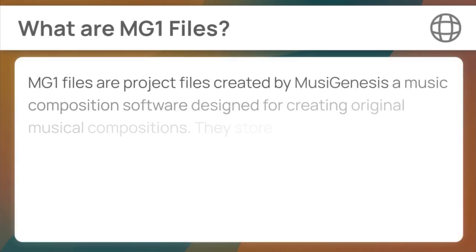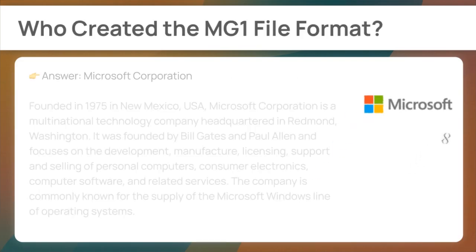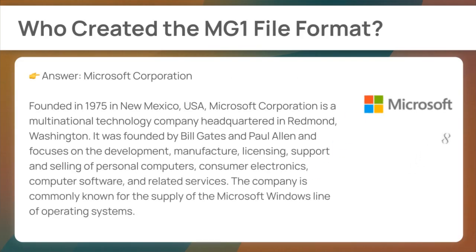MG1 files are project files created by MusiGenesis, a music composition software designed for creating original musical compositions. They store complete project data, including melody, chord progressions, rhythm patterns, instrument assignments, tempo settings, and composition structure for music creation workflows.